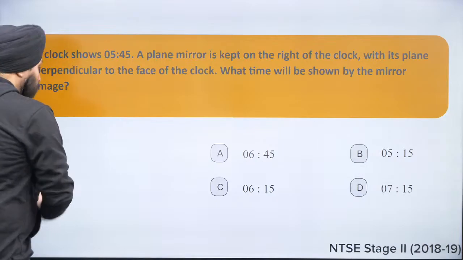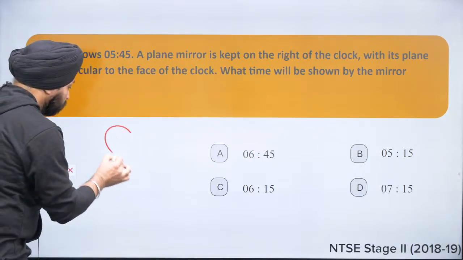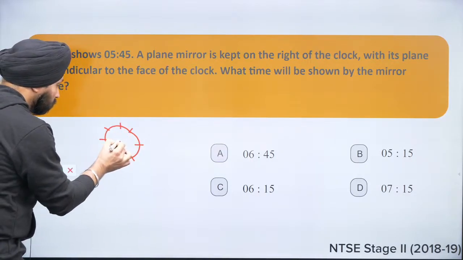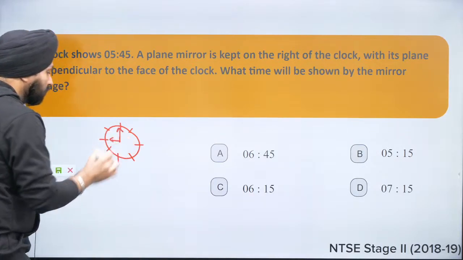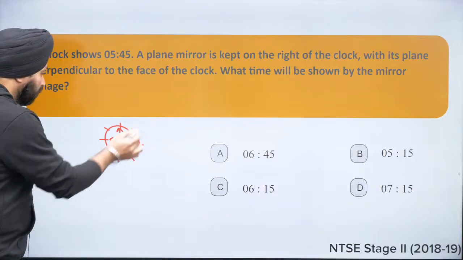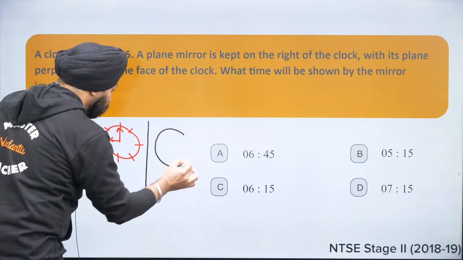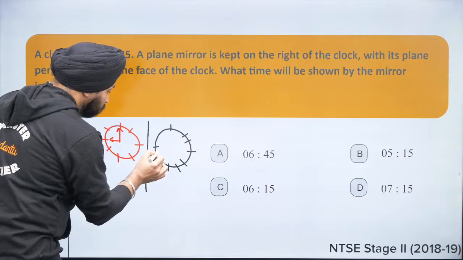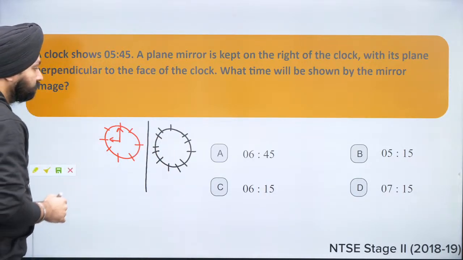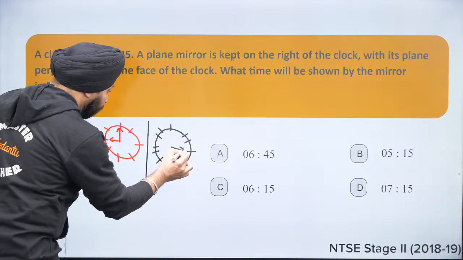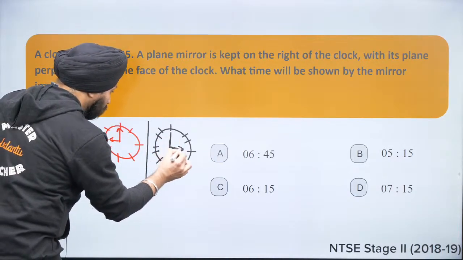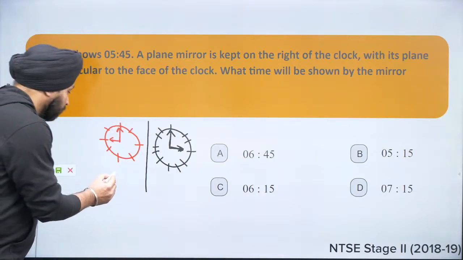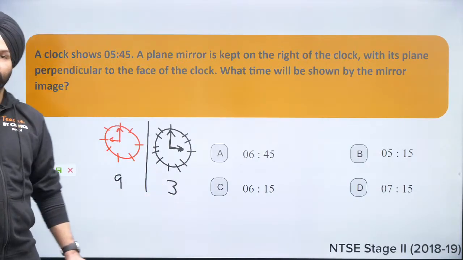देखिए क्यों? So let's suppose you are drawing a clock and you are saying, let's suppose the time is 9. The time is 9, and you are placing a mirror, and then you are checking. Right? So you would be having a mirror image like this. Now if it is 9 here, it shows 3 here. I hope that is clear to all.